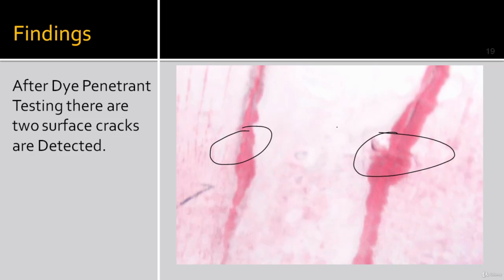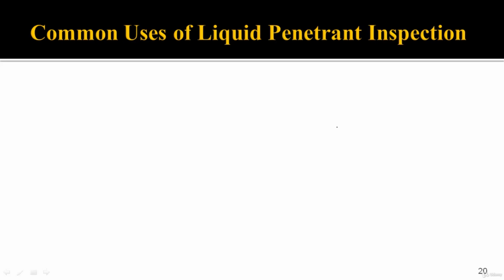After applying the developer, due to capillary action, the liquid which went into the voids will come out and show you where the defects are, where the cracks are. So this is how you will complete this dye penetrant testing.